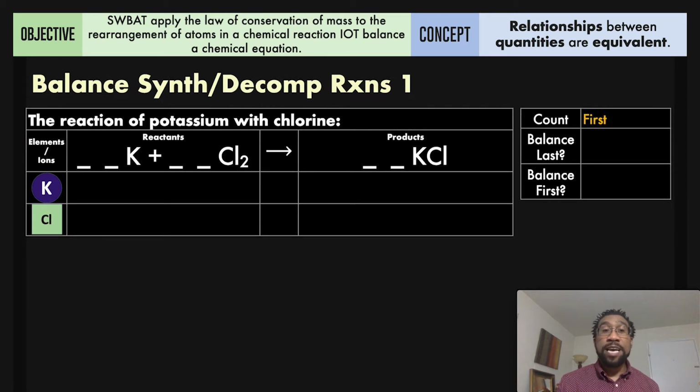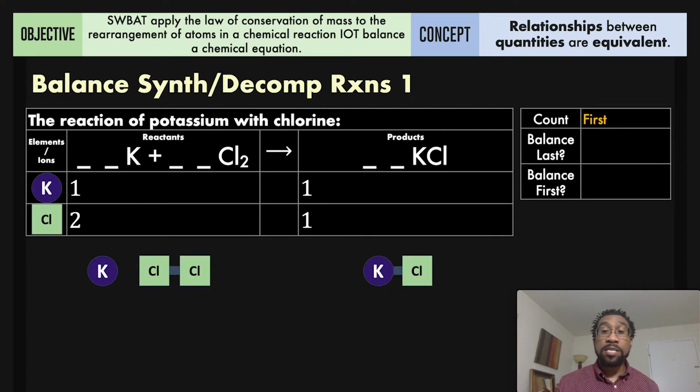So we have the reaction of potassium with chlorine, and we're going to, first of all, count the atoms on each side of the equation, the reactants and the products. If we start with the reactants, we have 1 potassium and 2 chlorine. Then on the product side, we have 1 potassium and 1 chlorine. So they're not balanced. The number of chlorines on the reactant side outnumbers the ones on the product side, okay?